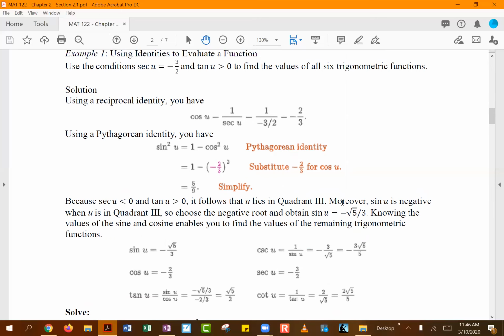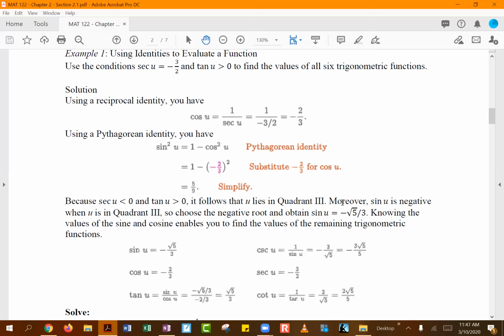Once we have the cosine function, we can go find the sine function. So you'll see we're using the Pythagorean identity here. So we're substituting for cosine of u with -2/3, take that to the second power, and then subtract that answer from 1. And that's giving you sine squared as 5/9, right? Now this is still squared, so you will need to take a square root on that function and come up with what the sine of u is going to be.